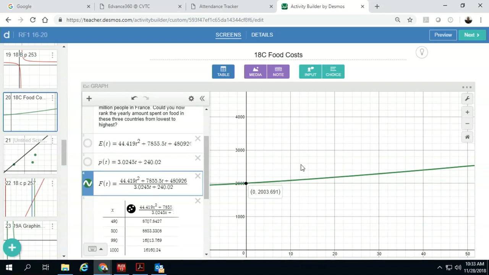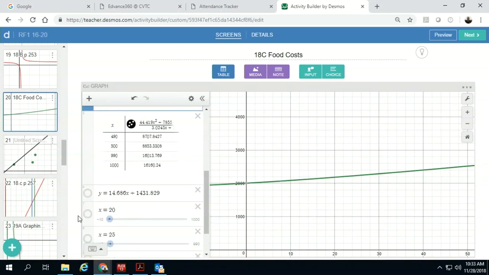How fast is food cost rising between year 20 and 25? So I'm going to put those 2 years onto our graph. And now let's calculate the slope. How do we calculate slope? Take 2,233.849.